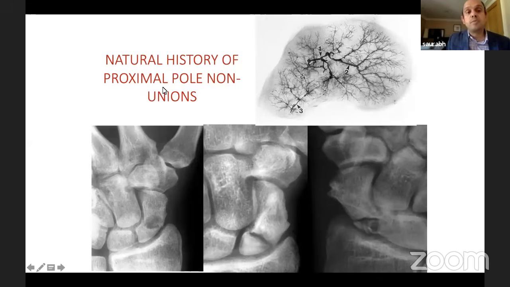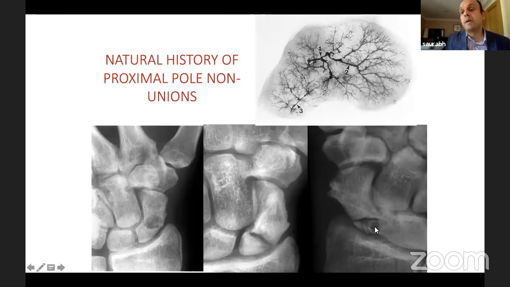So let's come to the proximal pole now, natural history. Again, proximal poles behave very well. They are like a stable waist. They don't collapse, they don't get humpbacks, they don't get DISI deformities. But the proximal pole has a problem because of its blood supply. They can get AVN, and finally they can start fragmenting.